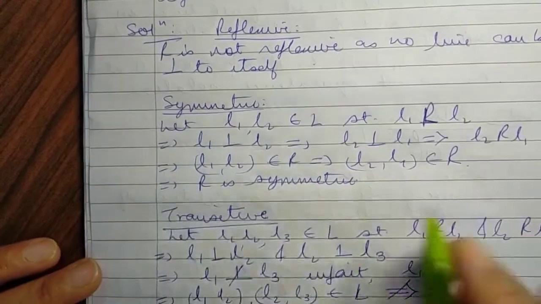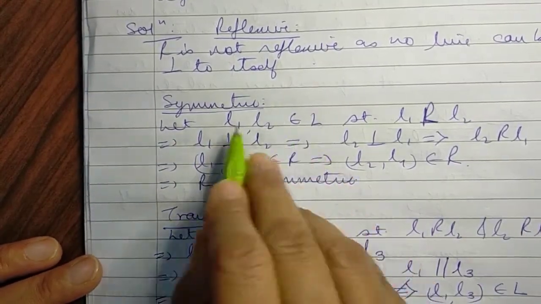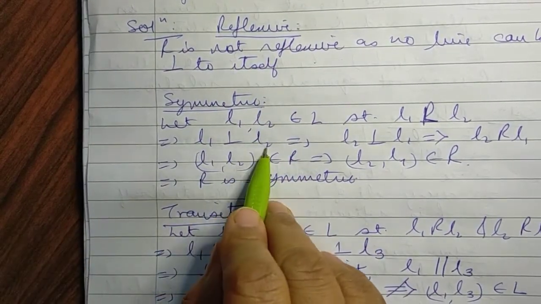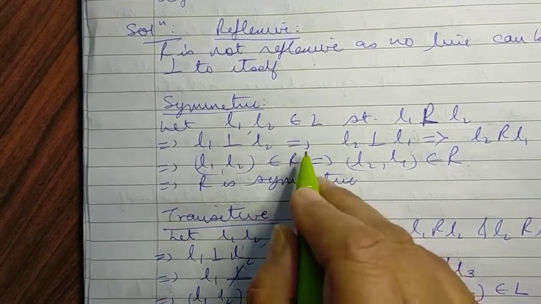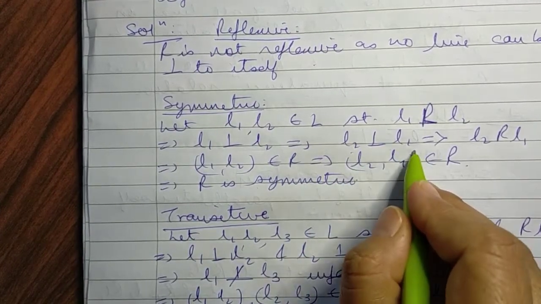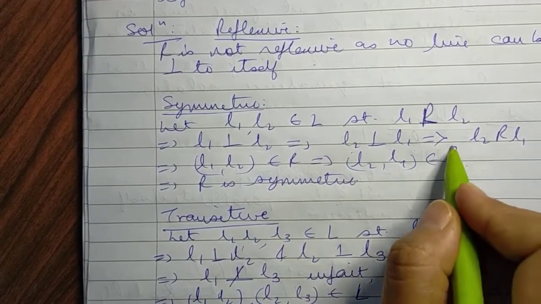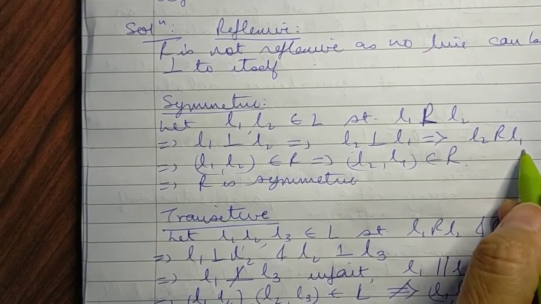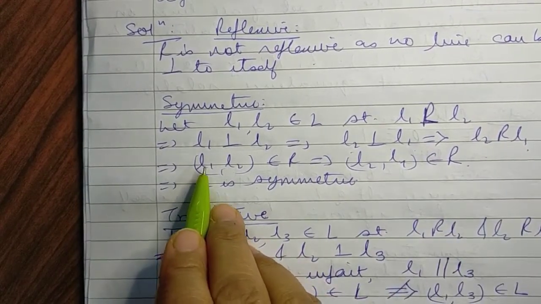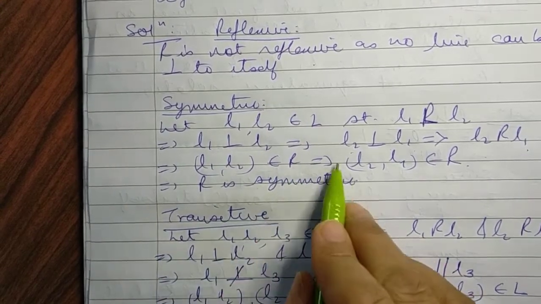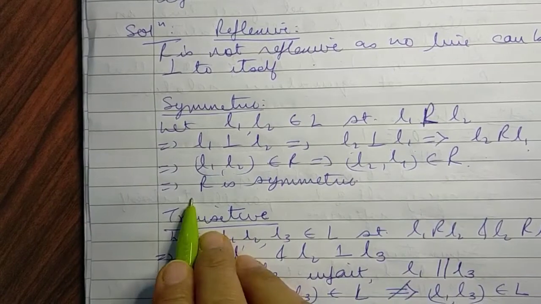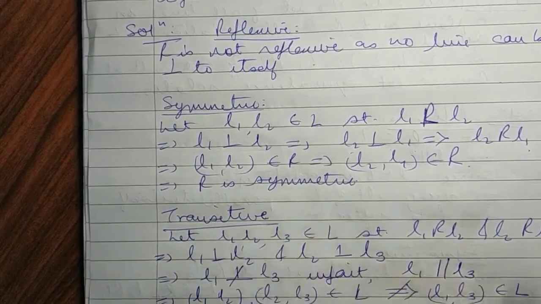Now symmetric: let L1, L2 be two lines such that L1 is related to L2, which implies that L1 is perpendicular to L2, which further implies that L2 is perpendicular to L1. And this gives us L2 is related to L1. That is, if the ordered pair (L1, L2) belongs to R, it implies that the ordered pair (L2, L1) belongs to R, and it implies that R is symmetric.